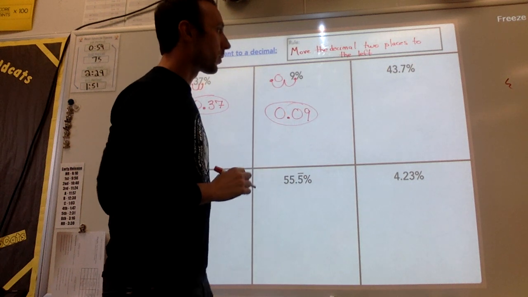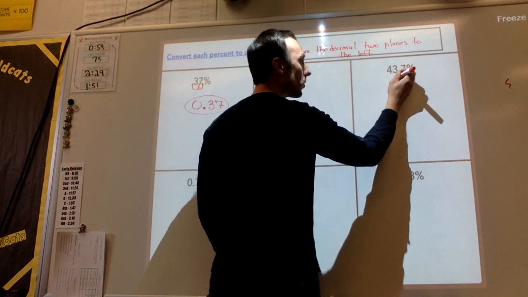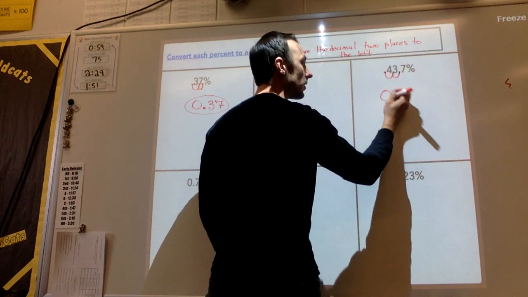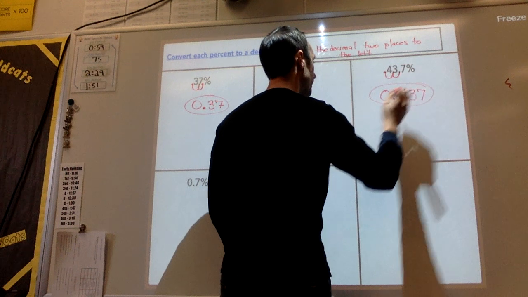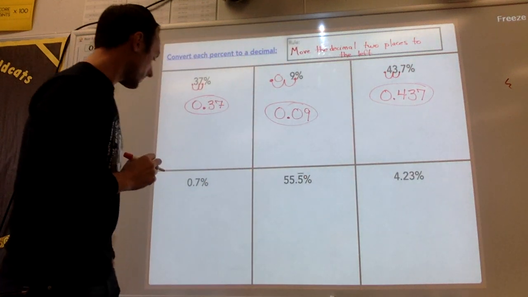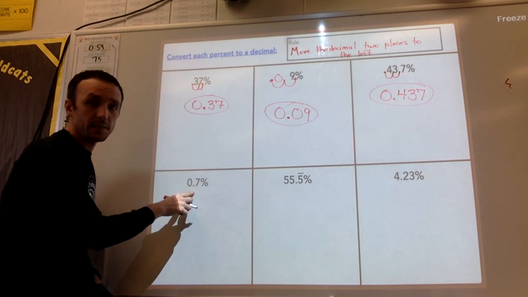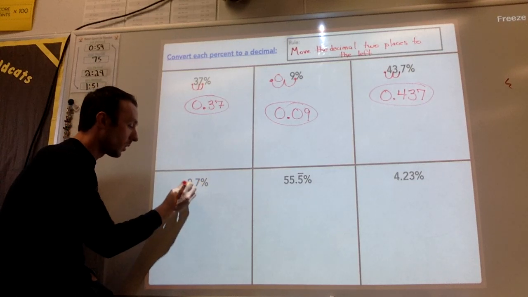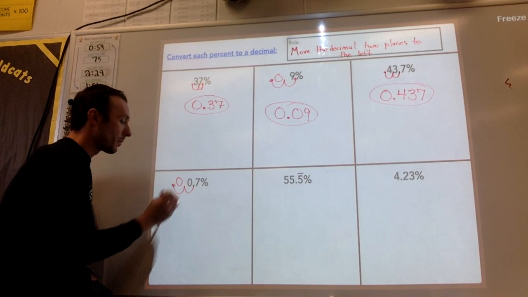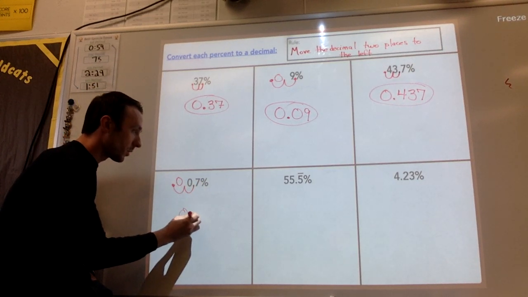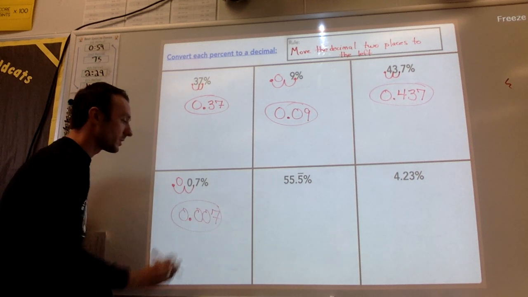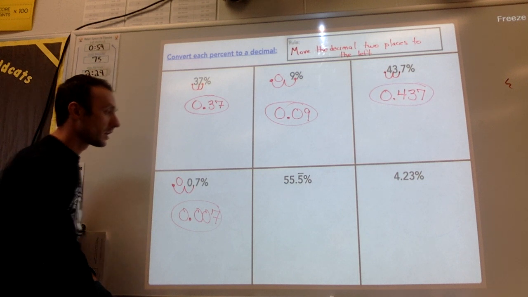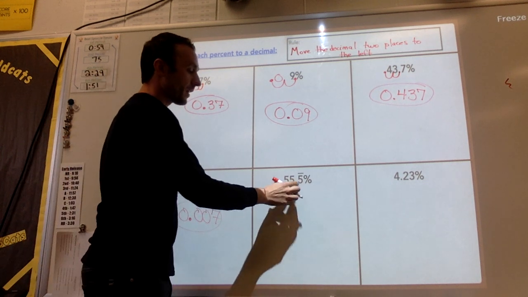Here I have 43.7%. I go 1, 2, 0.437, or 0 and 437 thousandths. I have 0.7% here. I'm going to go 1, 2, fill my placeholder. So I have 0.007. So 7 thousandths.